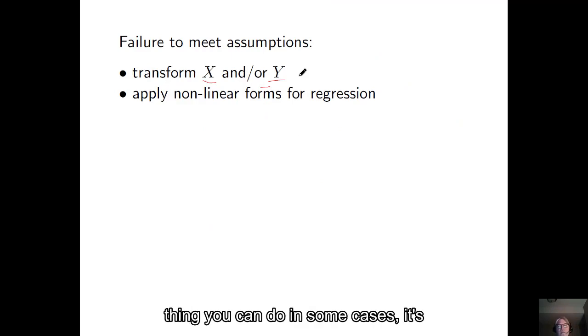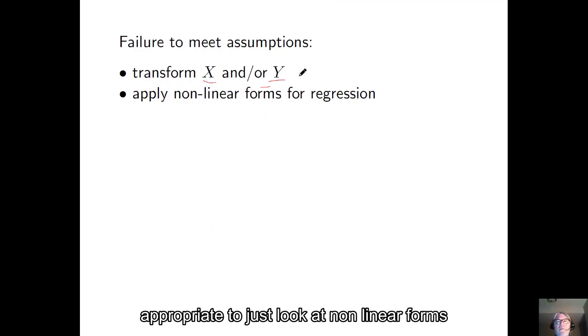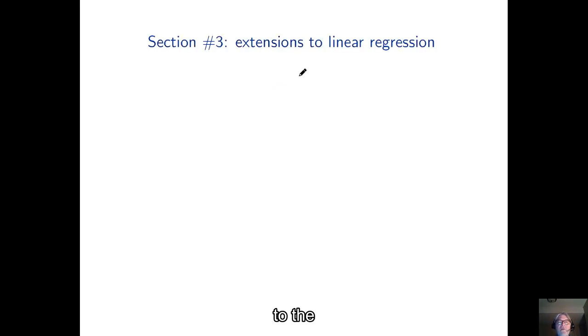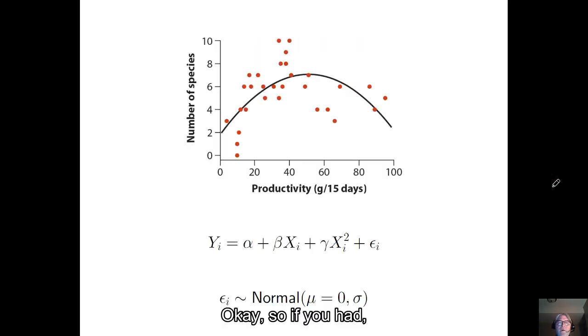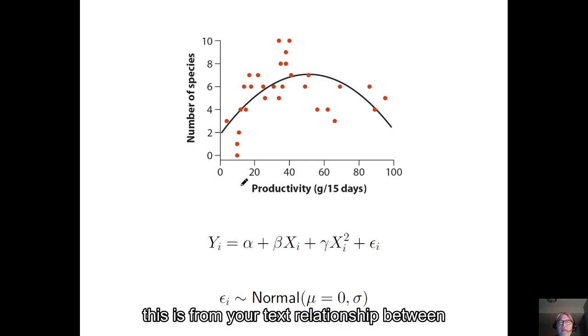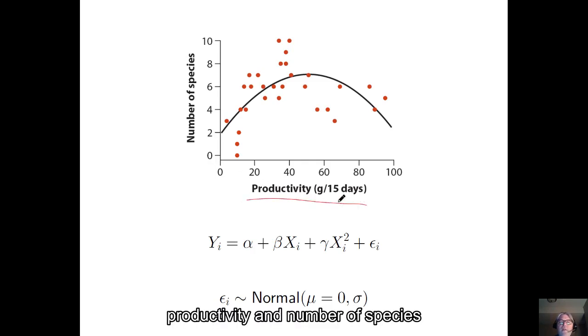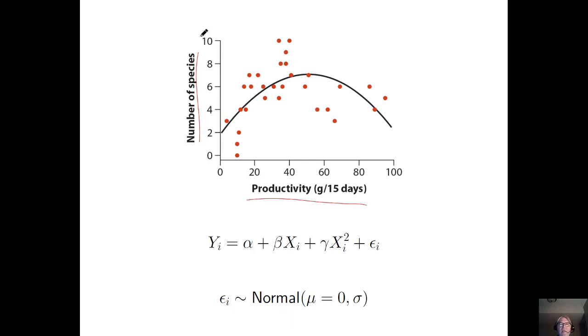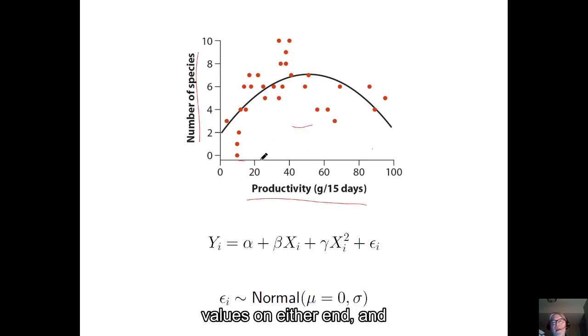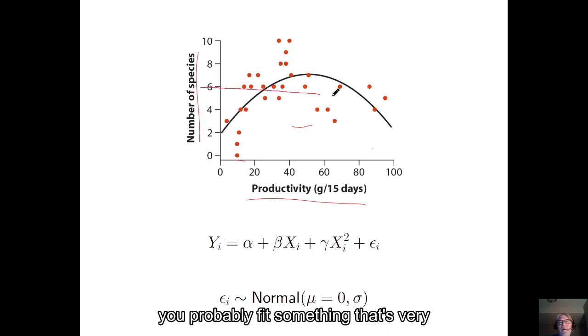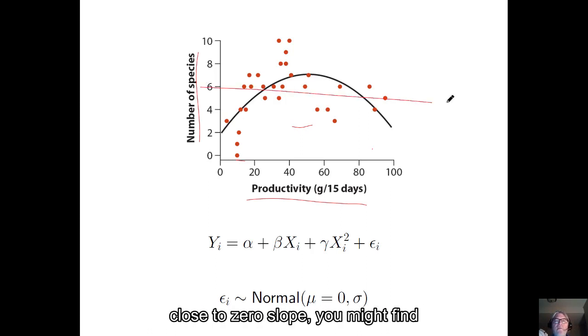The other thing that you can do, in some cases, it's appropriate to just look at nonlinear forms of regression. So this takes us to the next section of this lecture, section 3, extensions of linear regression. Okay, so if you have, this is from your text, a relationship between productivity and number of species, it appears to be some relationship that has a peak, high values in the middle, and low values on either end. And you could fit a line, and if you fit a line, you'd probably fit something that's very close to zero slope. You might find no statistical association.